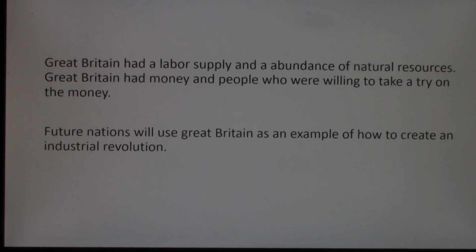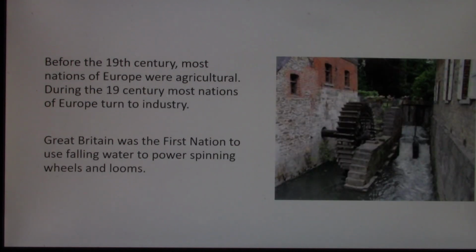Now, Great Britain had a fairly abundant labor supply. Great Britain had fairly abundant natural resources when it came to the beginning of the first industrial age. Great Britain had money. They had people who were willing to take this money and invest it into industry. Now, future nations will use Great Britain as an example to create an industrial revolution. That's what we're going to do. We're going to look at the British over the 19th century and look at their industry.